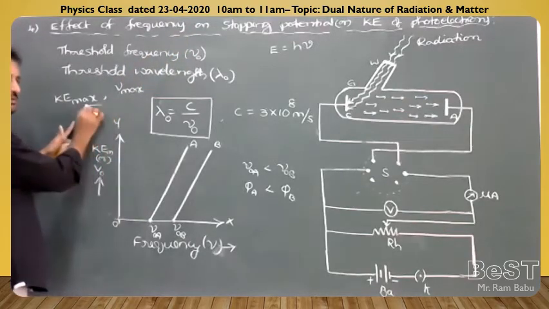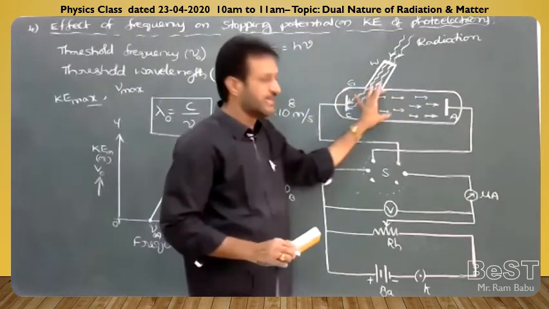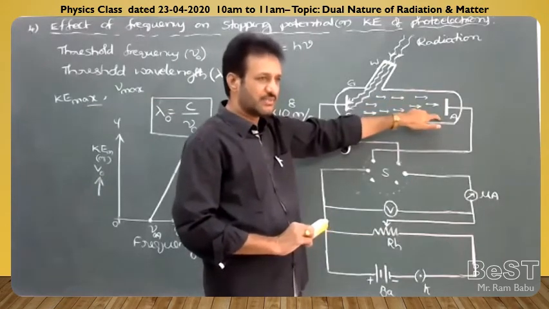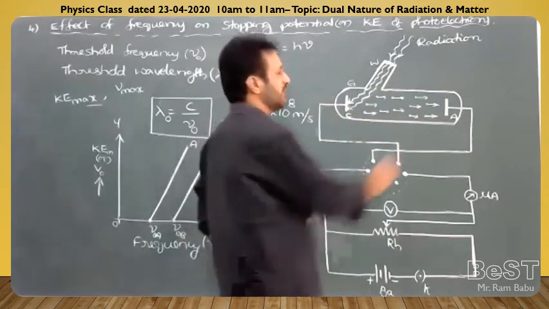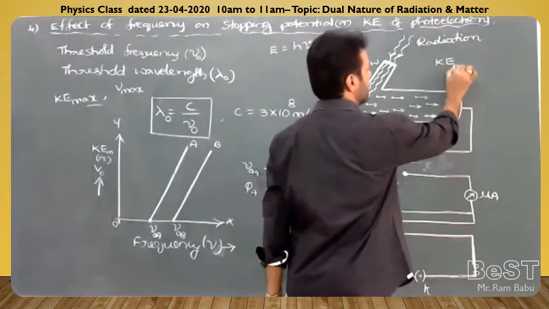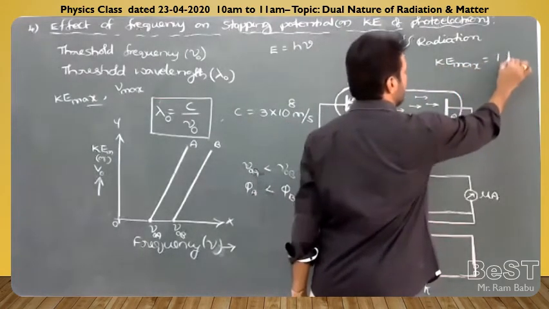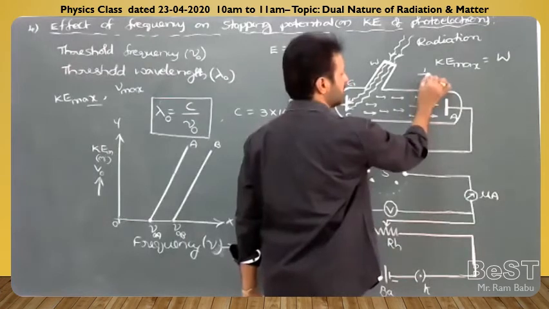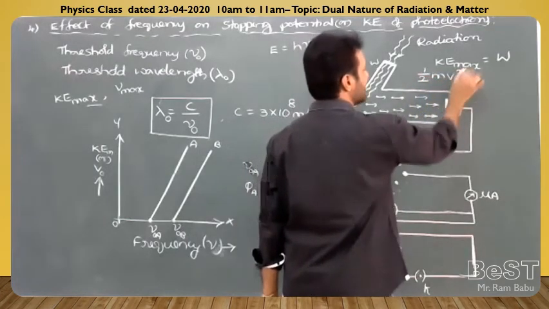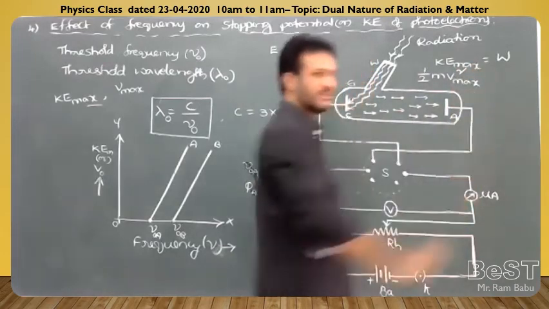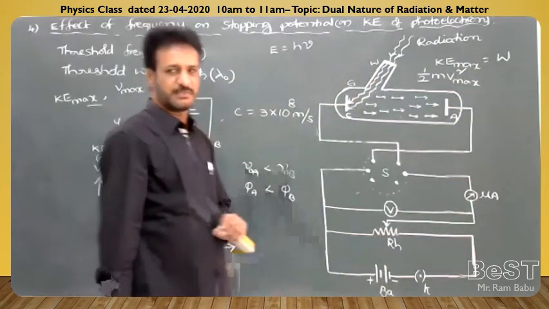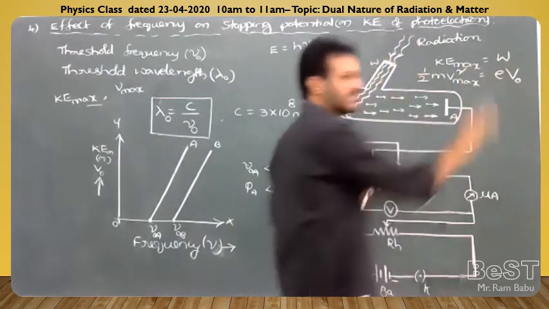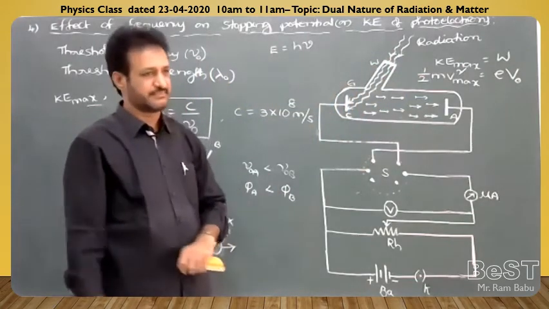If electrons are coming with more kinetic energy or more speed, and you want to stop the photoelectrons, more work has to be done. Only then can the electrons be stopped. So we can write that the maximum kinetic energy of the photoelectrons must be equal to the maximum work done to stop the photoelectrons. The kinetic energy is half m v square, where m is the mass of the electron and v is the speed of the electron. And the work W is equal to the stopping potential V naught times the charge of the electron e. So note down this formula also, it is important.